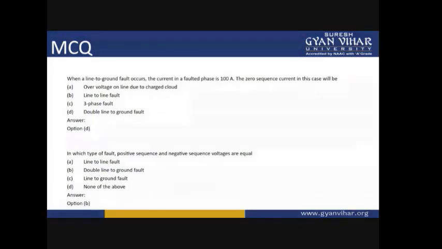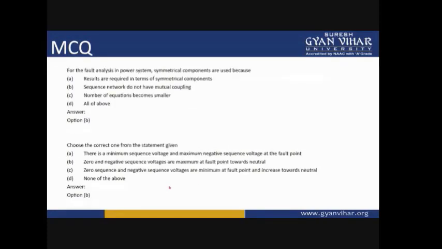Now, in which type of fault are the positive sequence and negative sequence voltages equal? That is, VA1 and VA2 are equal. They are equal in the double line to ground fault because the positive and negative sequence circuits are connected in parallel. That's why their voltages are also equal. In fault analysis in power systems, symmetrical components are used because they give sequence networks that do not have mutual couplings.